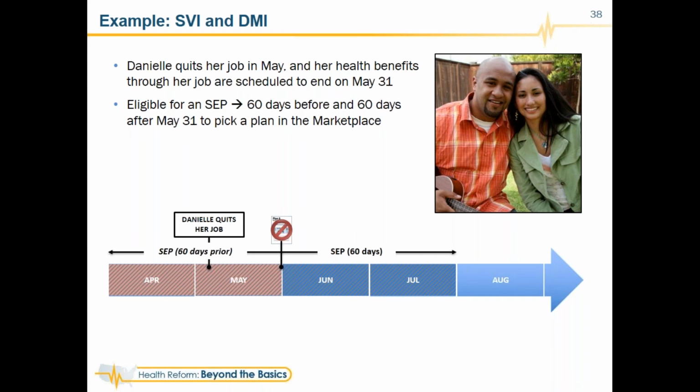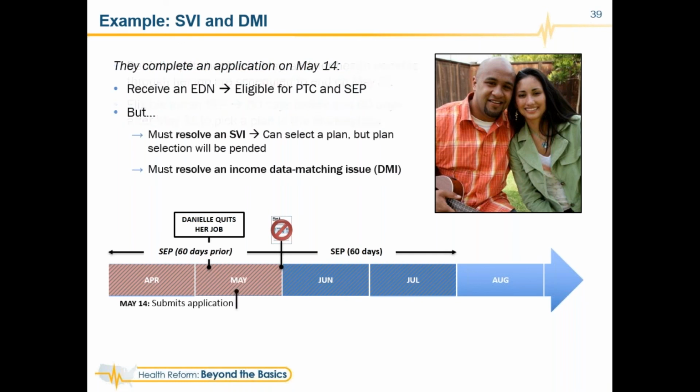So let's look at Joe and Danielle. They are married and both enrolled in a plan through her employer. In May, Danielle quits her job, and her employer plan will end for her and Joe on May 31st. They're eligible for an SEP due to loss of coverage, and so they'll have 60 days before the loss or 60 days after the loss to pick a plan. So they complete an application on May 14th.